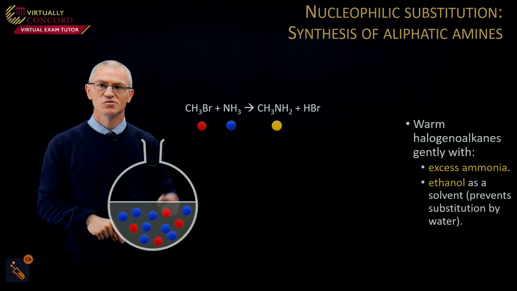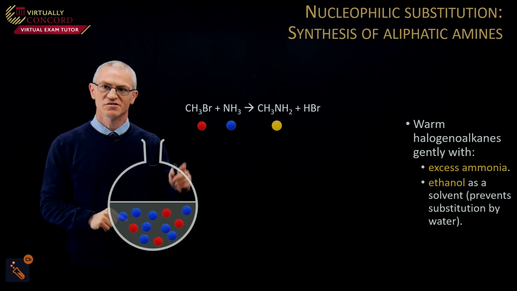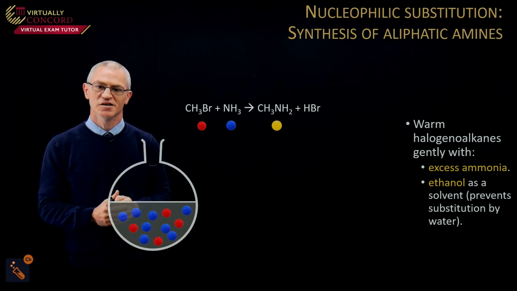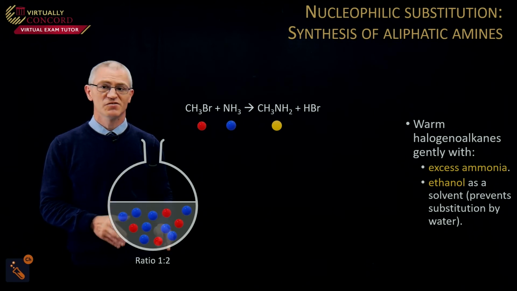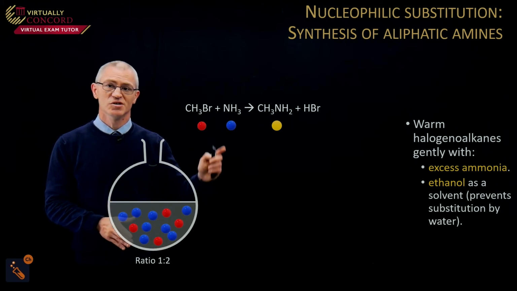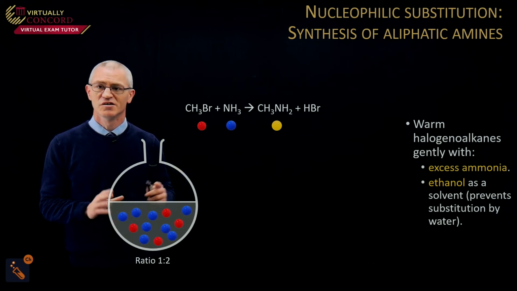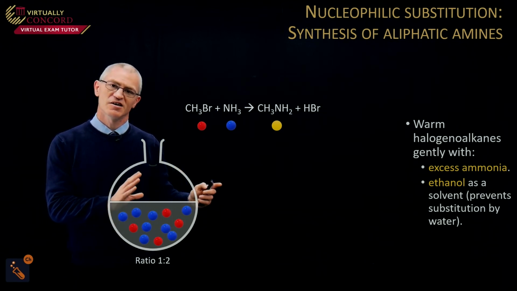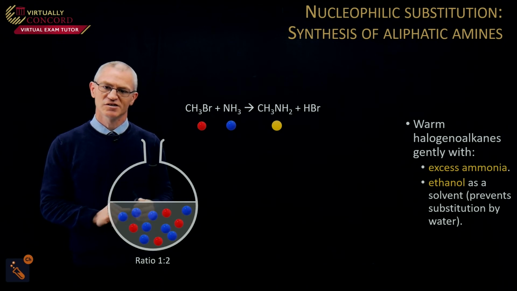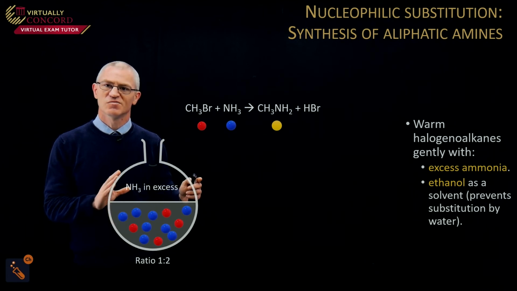So I've got more blue balls than I've got red. The red balls are the halogenoalkane, and that's roughly a ratio of 1 to 2 at the moment. So I have an excess of ammonia, 2 to 1, in this pot. That's the way it's meant to work. The NH3 is in excess, and that is how I'm meant to do the reaction.